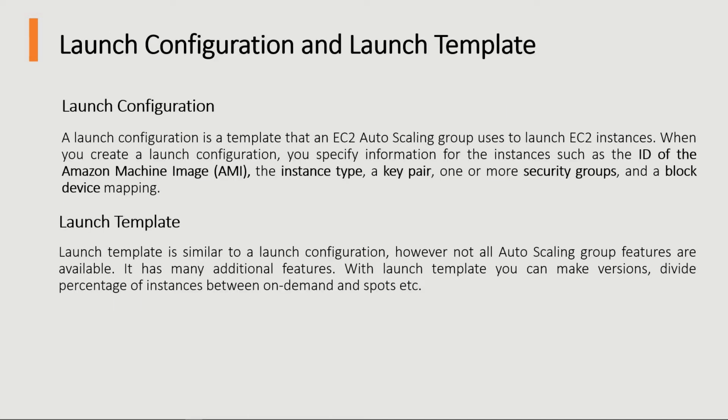Now there are two more things to know before I jump into the practical session: launch configuration and launch template. A launch configuration is nothing but a template that an EC2 auto scaling group uses to launch the EC2 instance. It defines the Amazon machine image, which instance type you want to use, and the key pair, security groups, block device mappings, and these basic configurations for the EC2 instance.